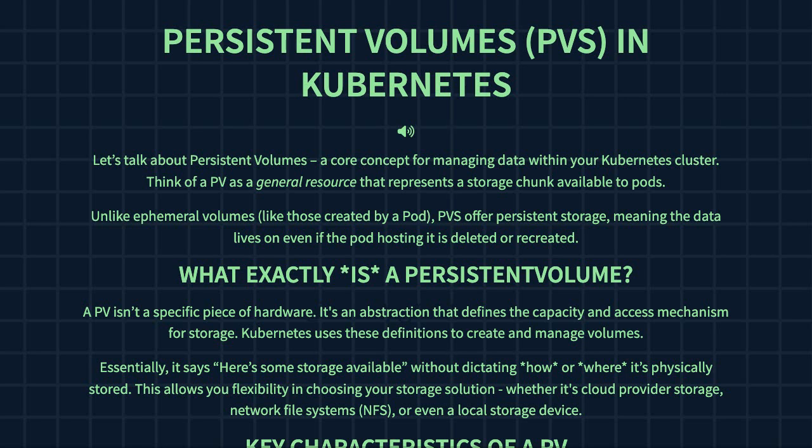A PV describes the size and how you can access the storage, whether it's read-only for multiple pods or writable by only one. And finally, when the PV is removed, what happens to the data? That's determined by a reclaim policy. The important thing to remember is that Kubernetes manages these PVs, but the actual data itself is handled by another object called a persistent volume claim.